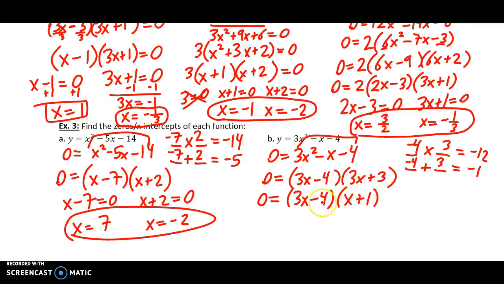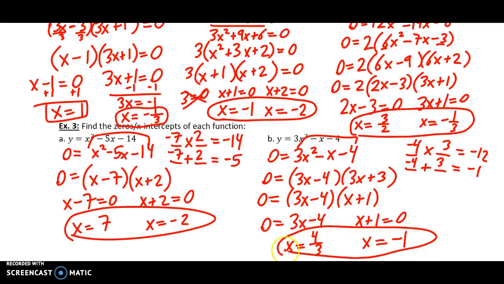Again, I always check because I'm paranoid. Multiply those back together, make sure it comes back with what you started with. But anyway, set both of those terms equal to 0. And you'll get your two lovely solutions of x equals positive 4/3 and negative 1. Okay? Again, if at any point you need to rewind this, please do.